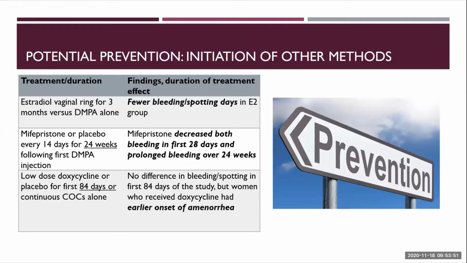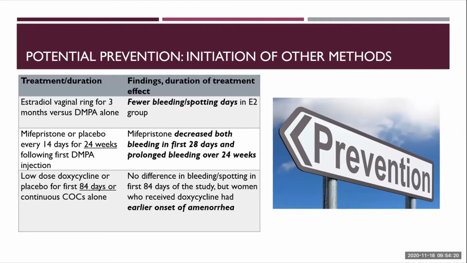With regard to other methods, there are even fewer studies. However, there is some reason for hope. One study that looked at an estradiol vaginal ring in women initiating DMPA did find fewer bleeding and spotting days in the estradiol group over 12 weeks. Another study found that mifepristone also decreased both bleeding in the first 28 days, as well as episodes of prolonged bleeding over 24 weeks.